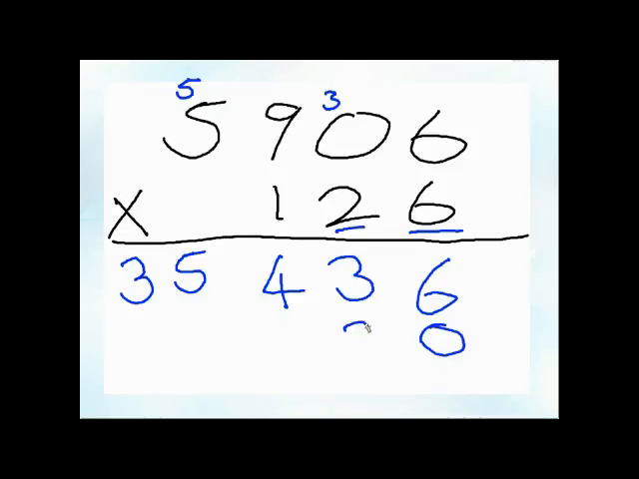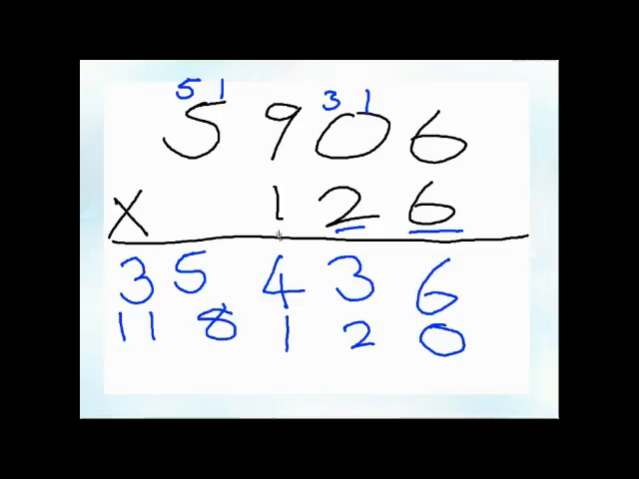Okay, now we start with the second one. 2 times 6 is 12, right? And then 2 times 0 is 0. 0 plus 1 is going to stay 1. And then we're going to say 2 times 9 is going to be 18, right? And then 2 times 5 is going to be 10. 10 plus 1 is going to be 11.